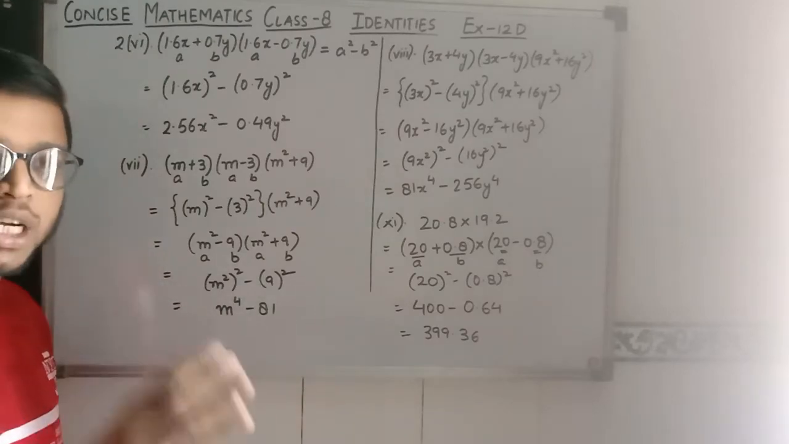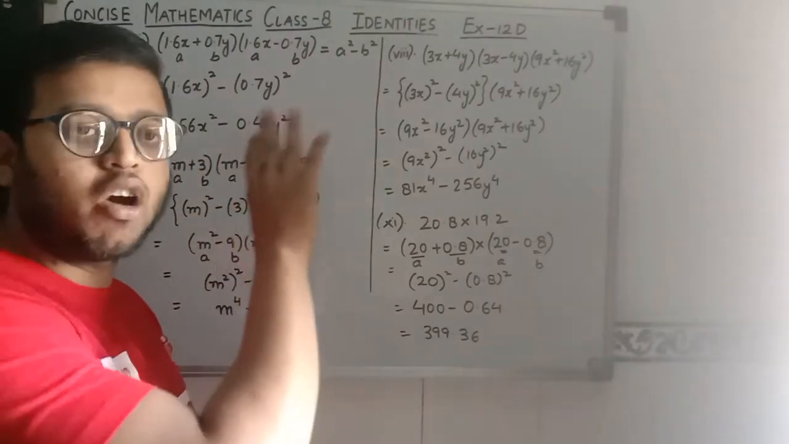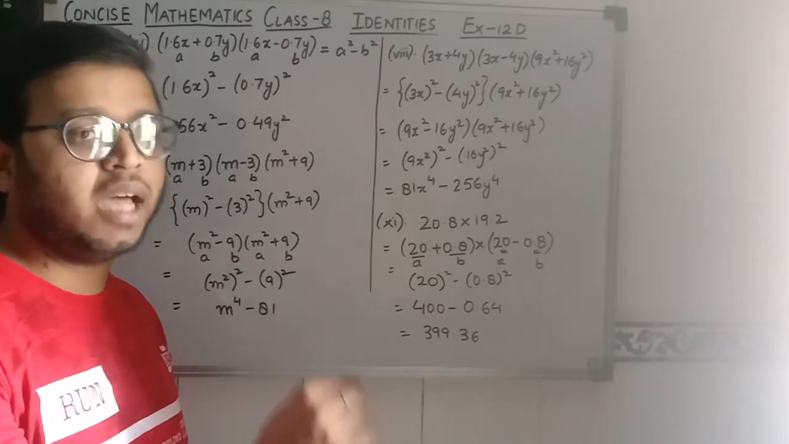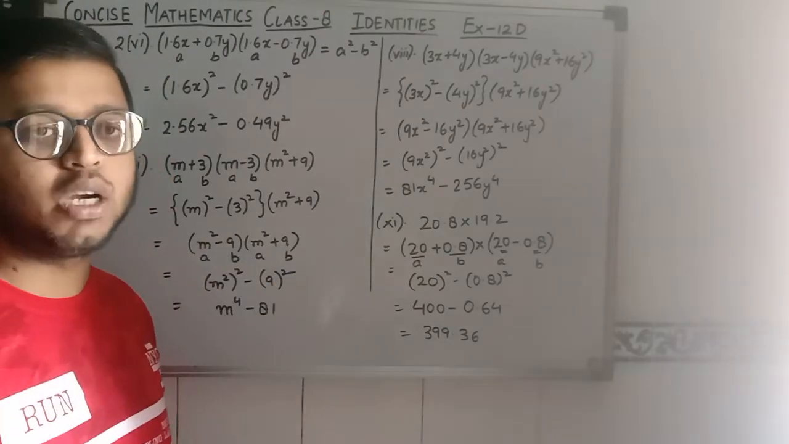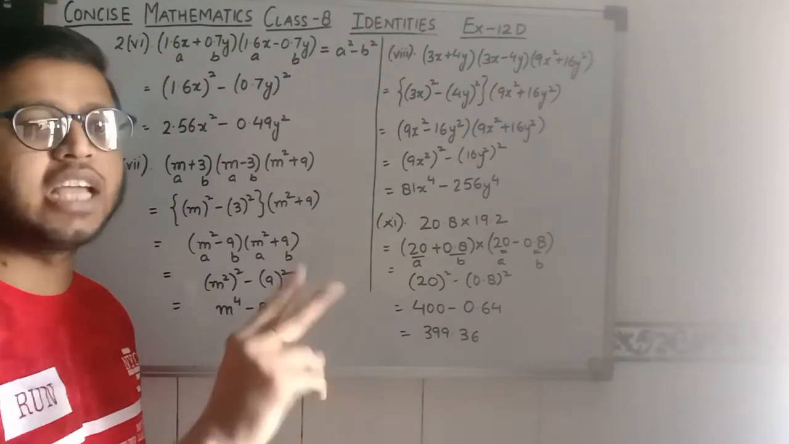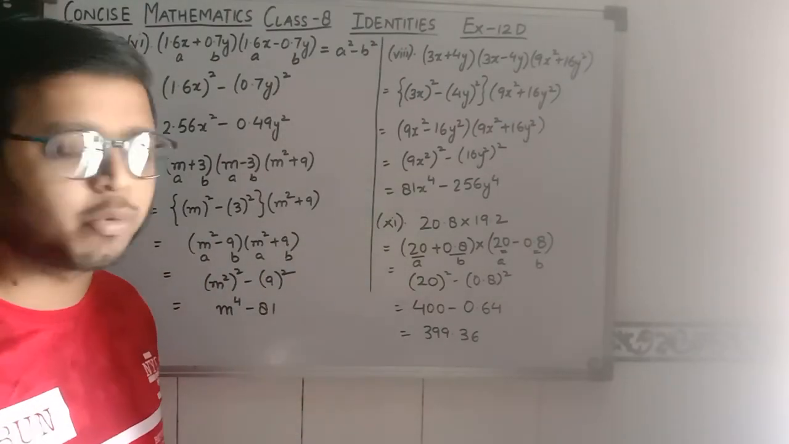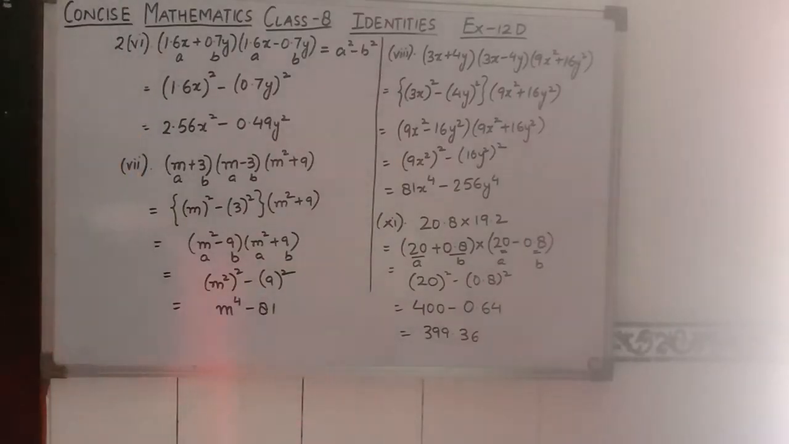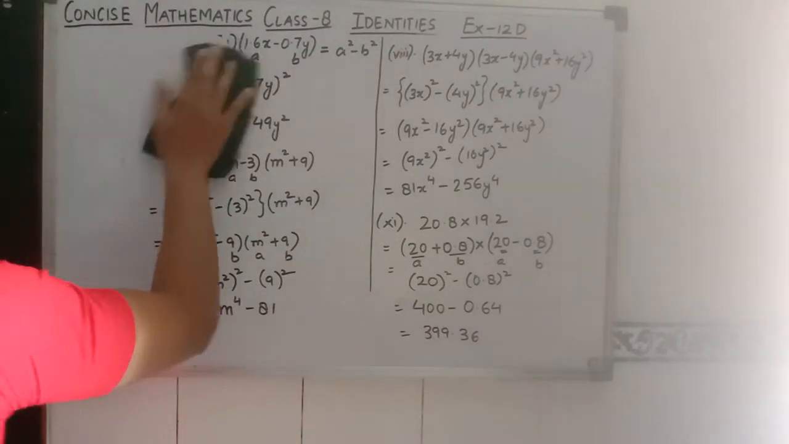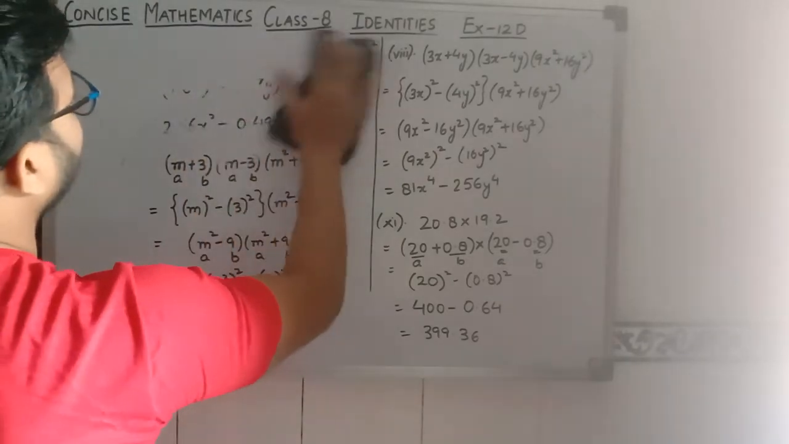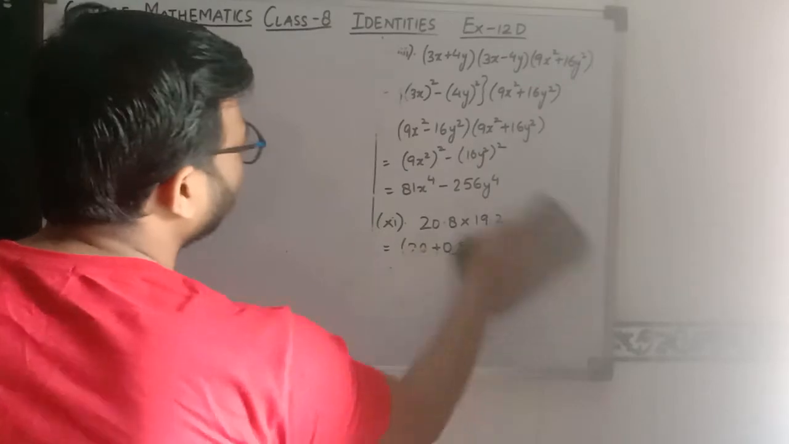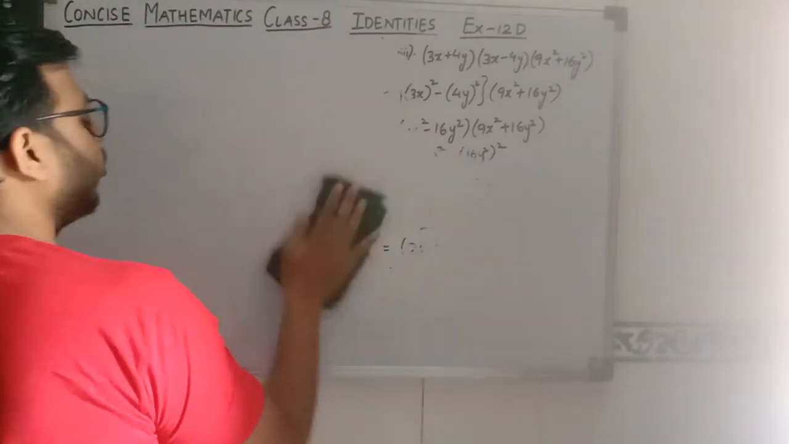So in question number 2 of exercise 12D, in all the parts we have to apply the identity of a square minus b square is equal to a plus b in first bracket, a minus b in the second bracket. You can change the order of the brackets, that is no problem. So in question number 2, all the parts are similar. So you have to just check the identity and solve it, because this identity a square minus b square is the easiest identity. That is why its application is also easy.